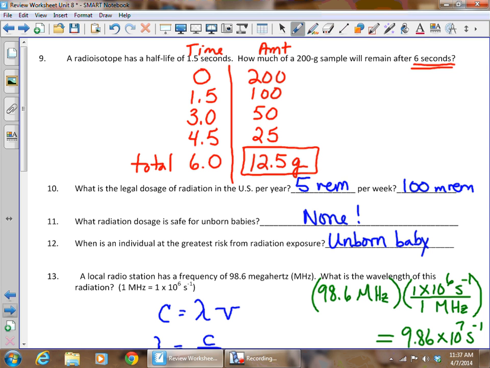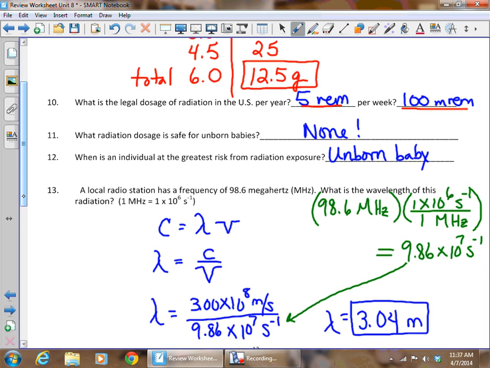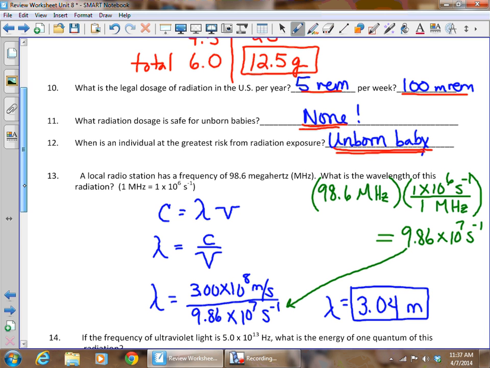The next ones are just finding the information from some of the material we did in the packet. The legal dosage is 5 rems. For each week, it's 100 millirems of radiation. For unborn babies, there is no safe dosage. No safe dosage for unborn babies. In fact, that is where your greatest risk comes in, is for the unborn baby if it's exposed to radioactive materials, or any kind of radiation.